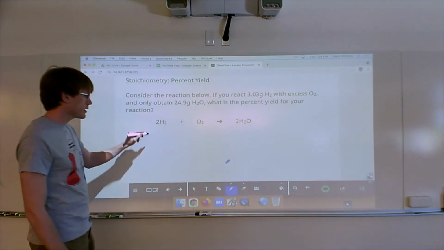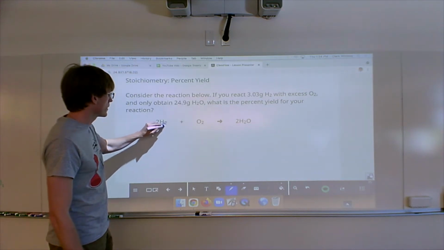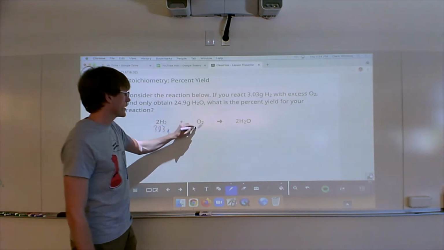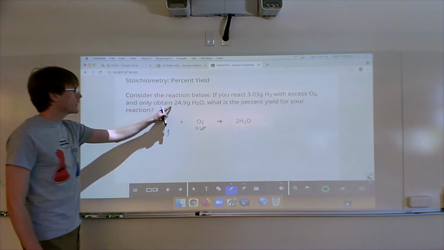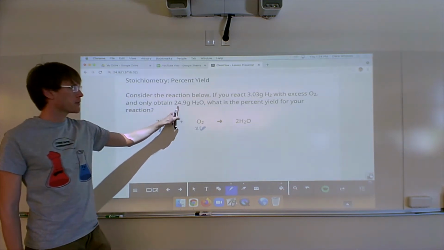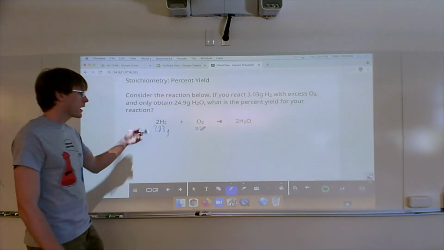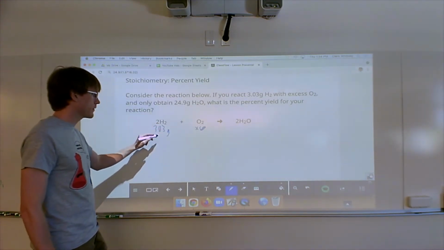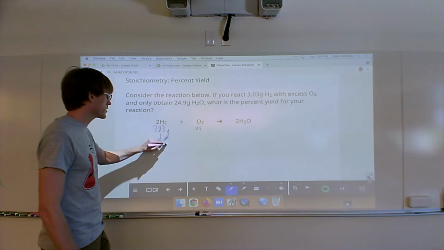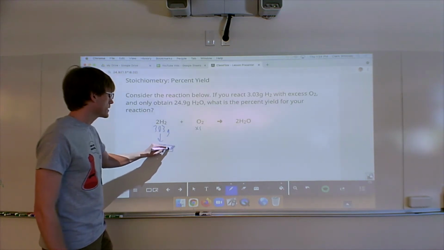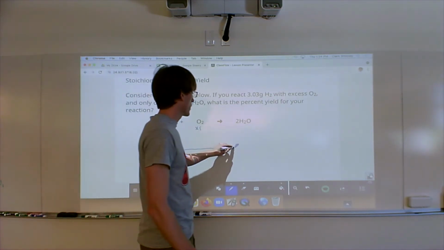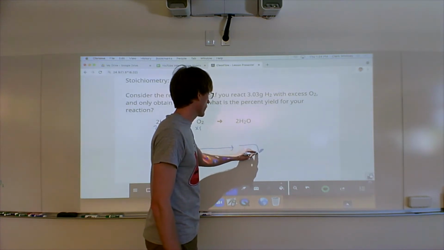If we react 3.03 grams of hydrogen with excess oxygen and we get 24.9 grams of water, what is the percent yield for the reaction? Well, I know if I start off with a certain amount of hydrogen, I'm probably going to be converting it to moles. And I also know that we'll be going over to moles of water.